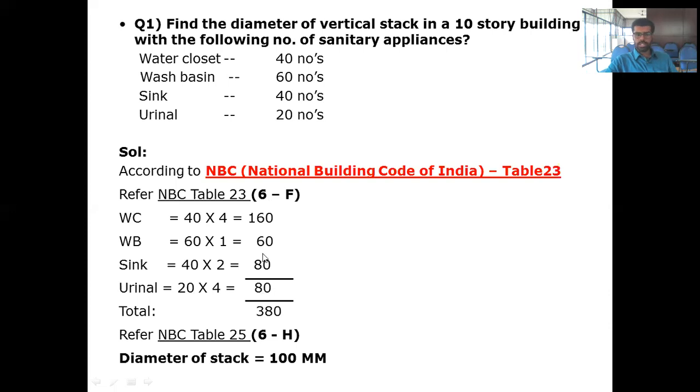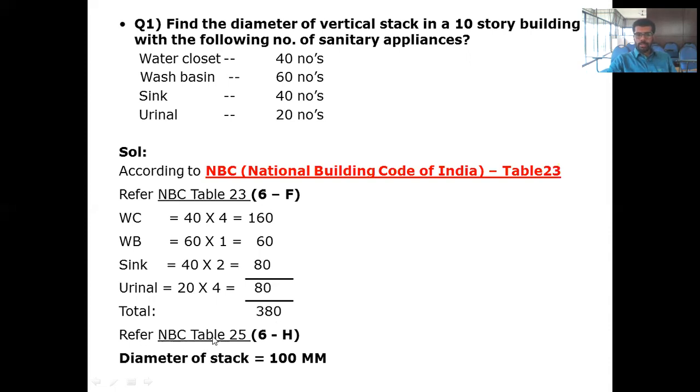You have to add all those things. So why? Because we are trying to find out the diameter of the vertical stack. So total, it is 380. Total it is 380. Correct. So 380 is the total fixture unit for drainage.